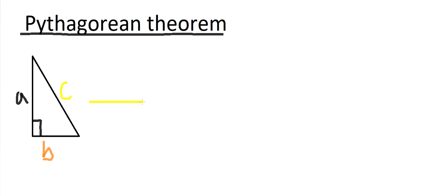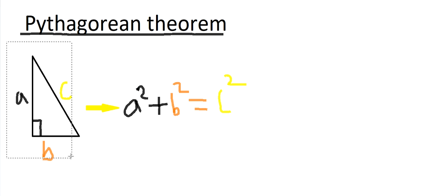The theorem is A squared plus B squared is equal to C squared.